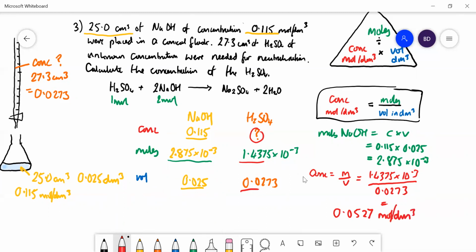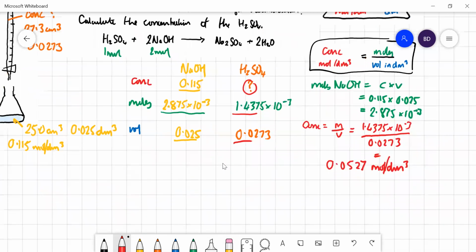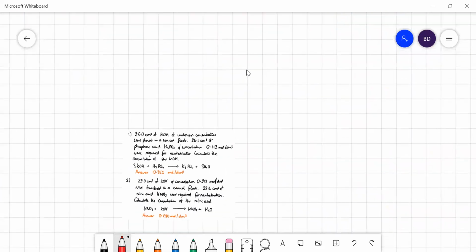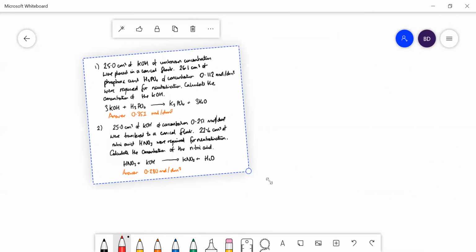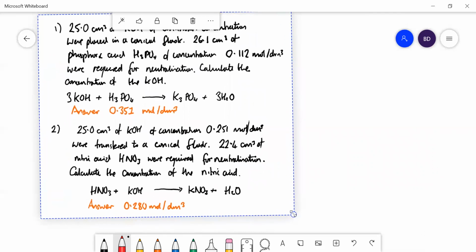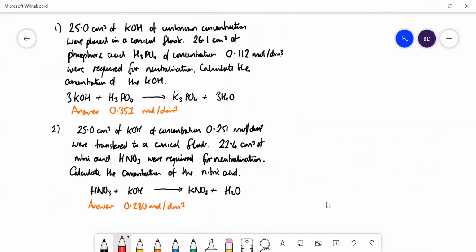Right, now, not going to do any more, but if you want to practice, there's some questions here. Just make these a bit bigger. Okay, so it gives you the questions there, and it gives you the answers, so you can check, see if you've done it right. Okay, we'll leave that there.